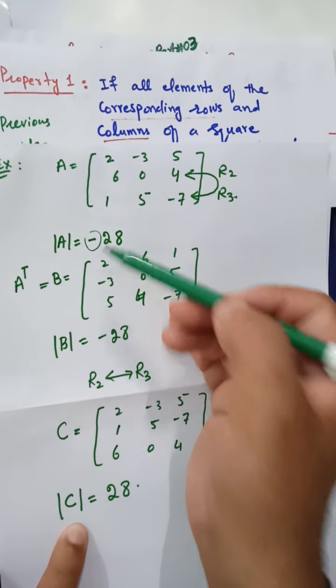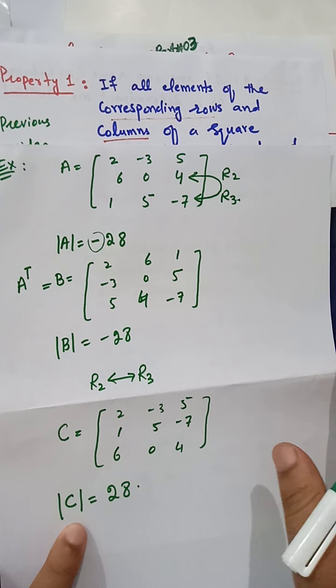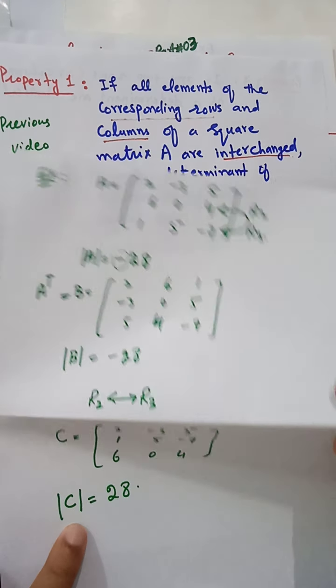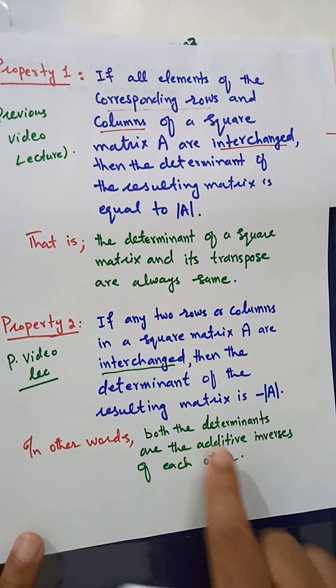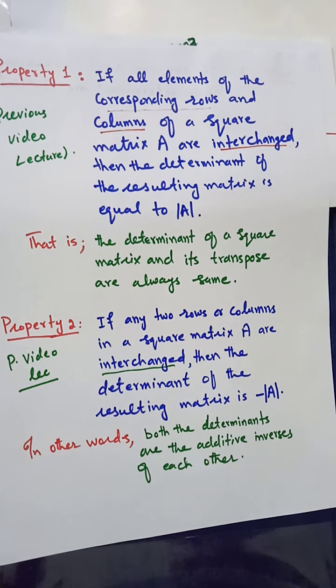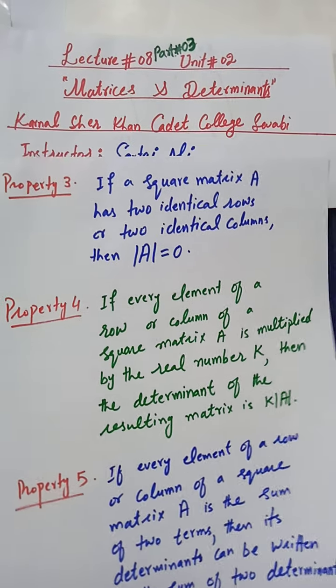You see that minus 28 and plus 28 are additive inverses of each other, because when we add plus 28 and minus 28 we get 0, and 0 is the additive identity. That's why we say both determinants are additive inverses of each other in this case. These were already discussed in the previous video lectures. Now moving to property number 3.